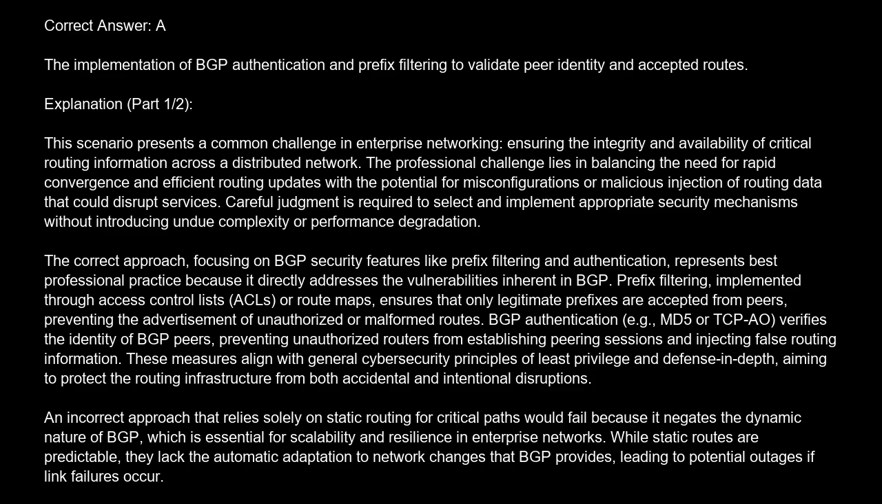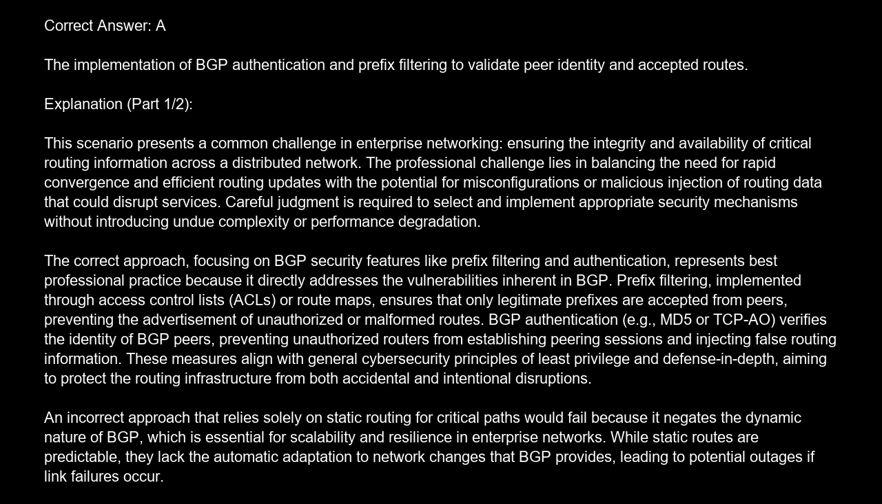BGP authentication, e.g., MD5 or TCP-AO, verifies the identity of BGP peers, preventing unauthorized routers from establishing peering sessions and injecting false routing information. These measures align with general cybersecurity principles of least privilege and defense in depth, aiming to protect the routing infrastructure from both accidental and intentional disruptions.